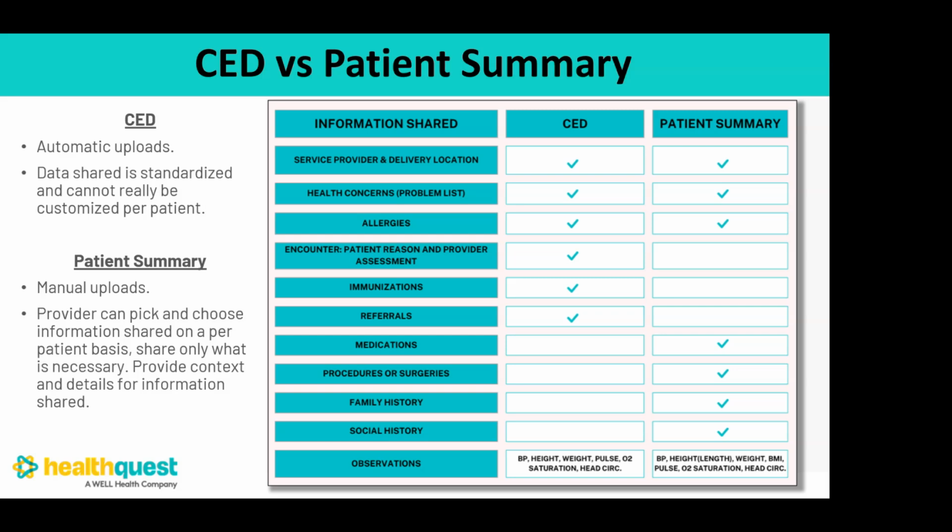Both the CED and patient summary will upload observations like blood pressure, height, weight, oxygen saturation, and head circumference, while the CED uploads pulse and the patient summary uploads BMI and length on children under 2. So that's all I've got regarding patient summary for today, and Sam is going to present on eReferrals.